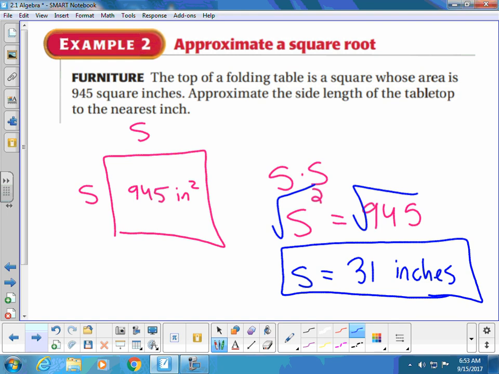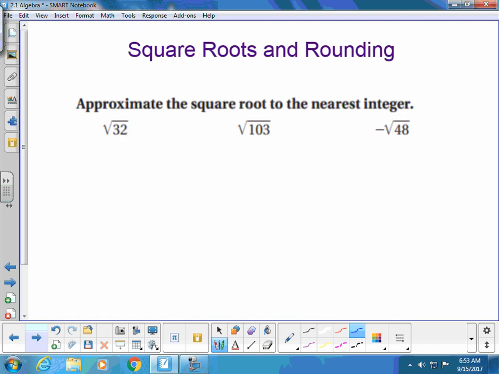All right, hopefully that went well. Going on. Now it says approximate the square root to the nearest integer. There, they want you to try this mentally. That's what they want you to do. Now I realize you have a calculator on your desk and you'll probably be tempted, but try not to use it. Let's just talk through how we would do this.